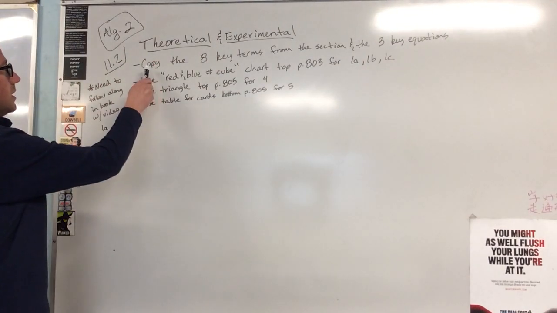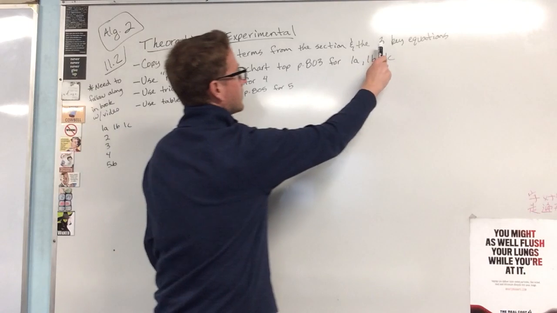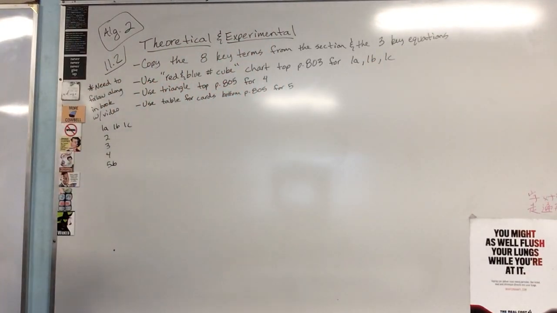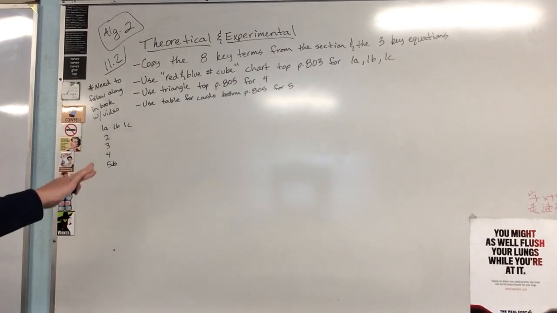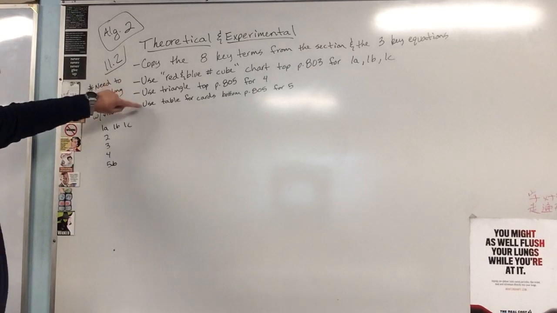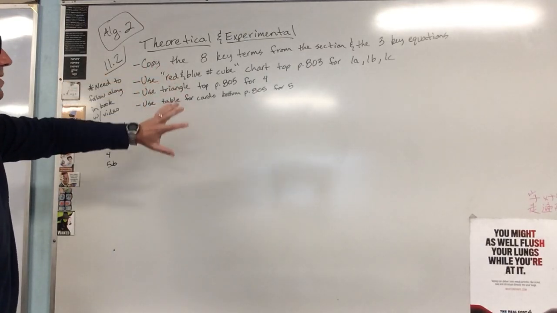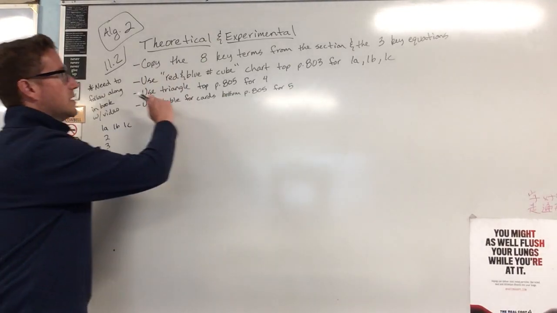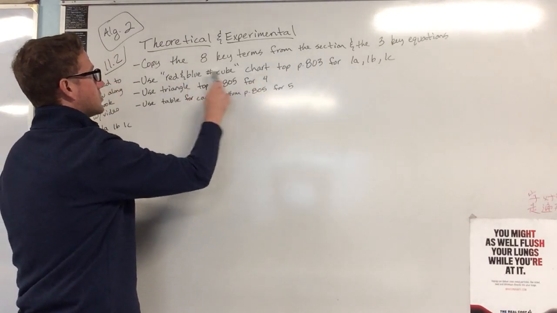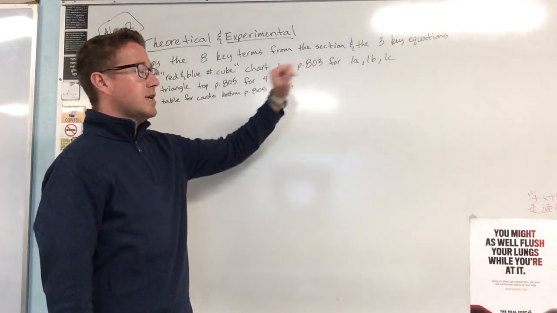You guys need to copy the 8 key terms from this section and the 3 key equations. All right, I'm going to move off to the side, pause the video if you need to, copy all this stuff down. That way we can flow through our examples. All this stuff that you're looking at right here relates to examples that we're going to be dealing with. So when we get to 1A, 1B, 1C, we're going to be looking at this chart of the red and blue number cube on page 803.